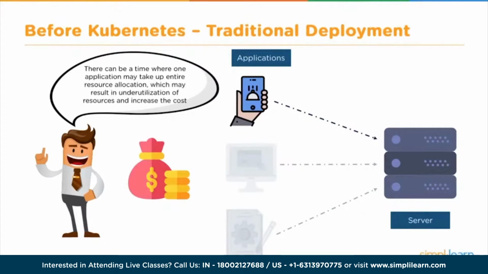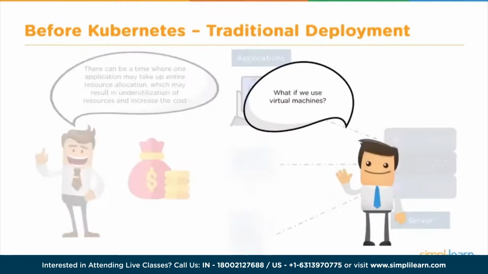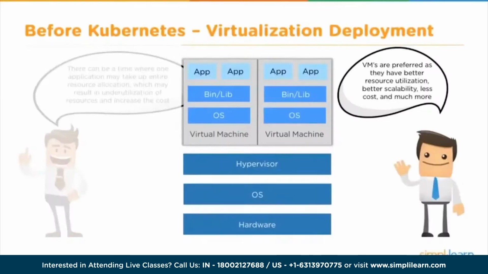You can only install one piece of software or one service on one piece of hardware, so your hardware is being massively underutilized. This is where virtual machines have become really popular. With a virtual machine, you're able to have better resource utilization and scalability at much less cost. And this allows you to be able to run multiple virtual machines on a single piece of hardware.